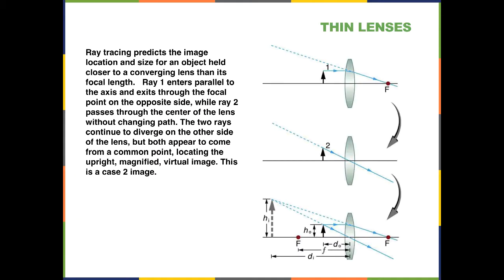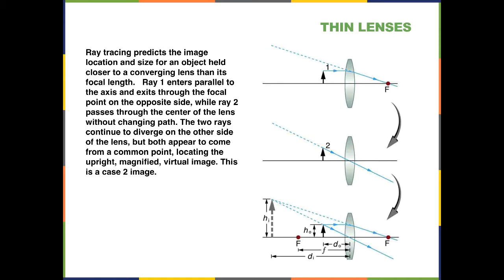Now, as I said before, there are various places that you can put your object. In that first example of the girl, the object was placed farther from the lens than the focal length. And it results in an image that is real and inverted, and frequently smaller than the object.